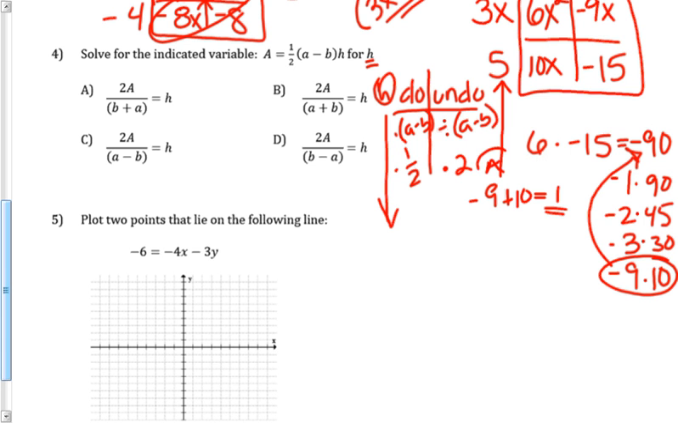So we're going to work our way up, starting with a. So we should have a times 2 divided by a minus b. Looking at our answer choices, C is the best choice.